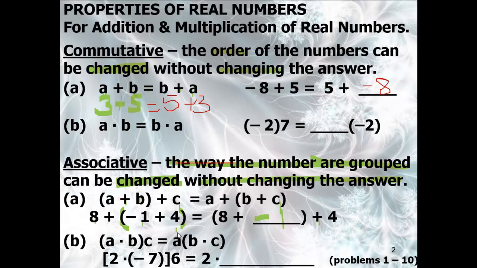This works for multiplication as well. A times B, in parentheses, times C is going to give me the exact same answer as A times, in parentheses, B times C. Notice how I've changed where my parentheses are. I've changed what the groupings are, okay? So, I can't read what I have down here. That's all right. We'll do some in the examples.